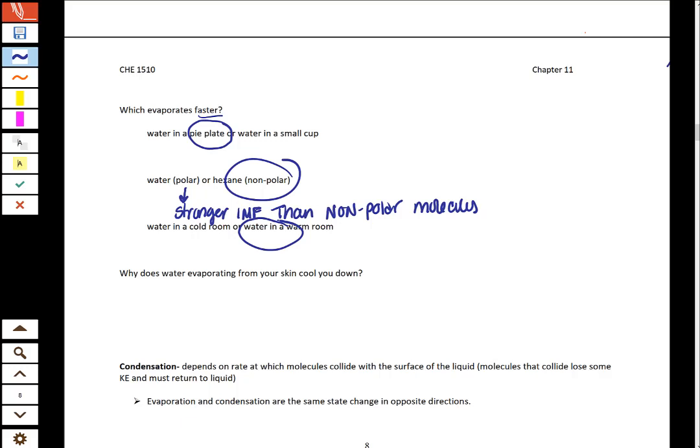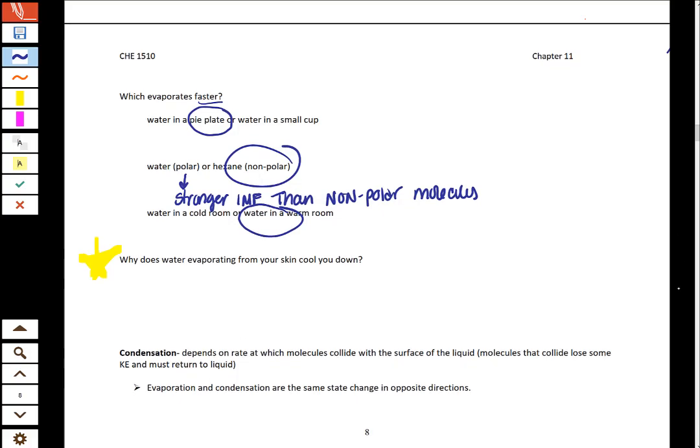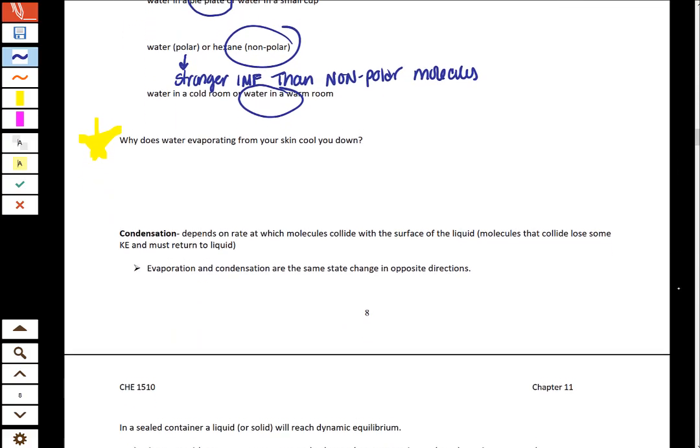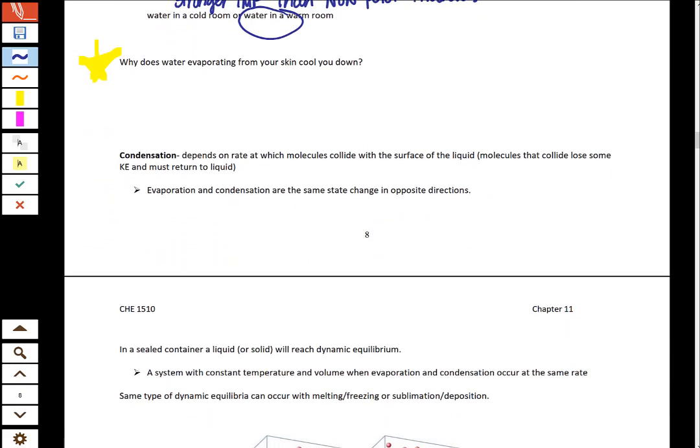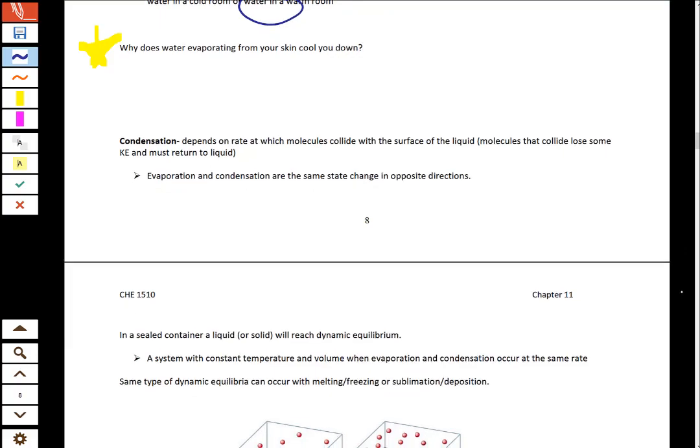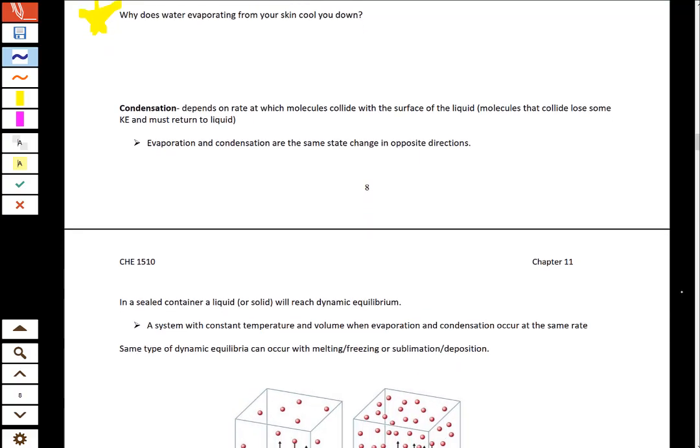And so that leads us to this amazing question. Why does water evaporating from your skin cool you down? Okay, I'm going to leave a cliffhanger here and we can talk about that one in class. I'm going to let you think about it for a day. So then we've talked about evaporation. Let's talk about condensation. Evaporation and condensation are opposite one another. So evaporation, as you know, is liquid turning into a gas. So condensation is the other direction.